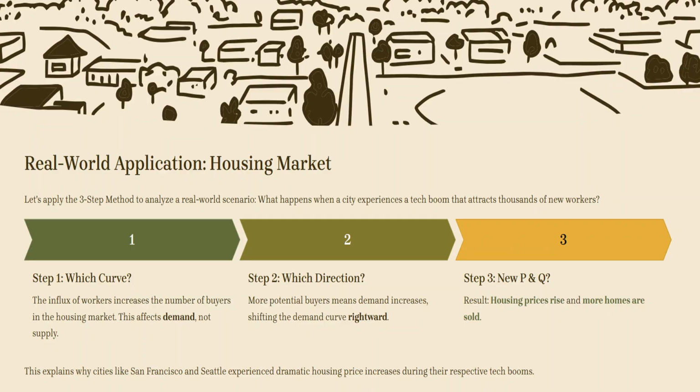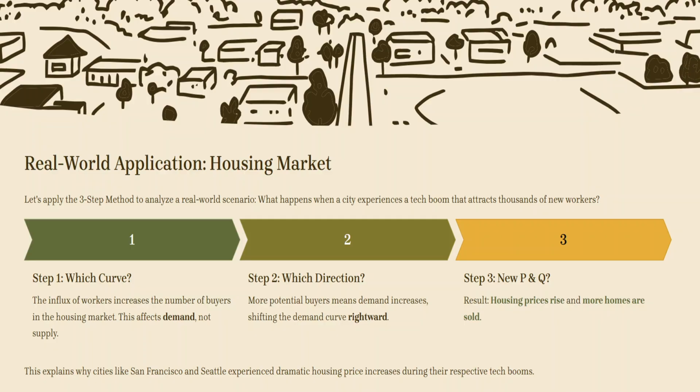Step 3. New P and Q. The result: housing prices rise and more homes are sold. This explains why cities like San Francisco and Seattle experienced dramatic housing price increases during their respective tech booms.